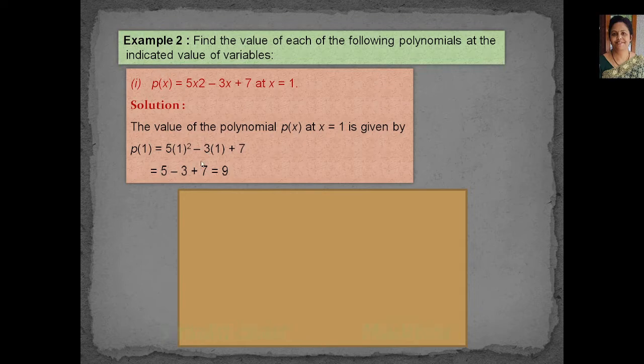Here the sum of all positives, 5 plus 7, is 12. 12 minus 3 is 9. Or 5 minus 3 is 2, and 2 plus 7 is 9.